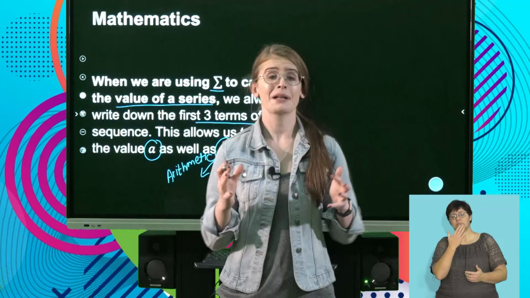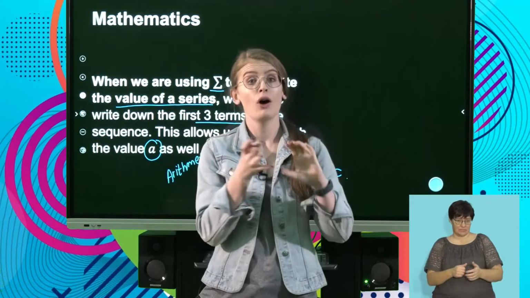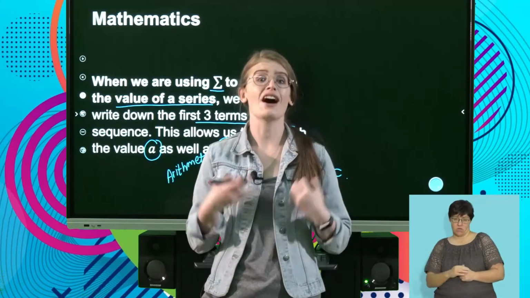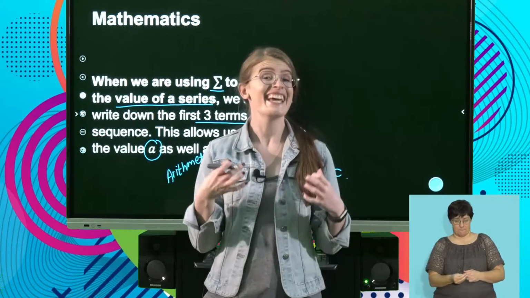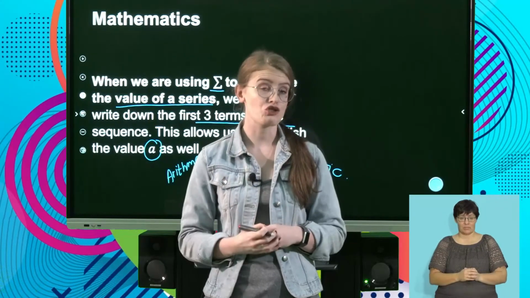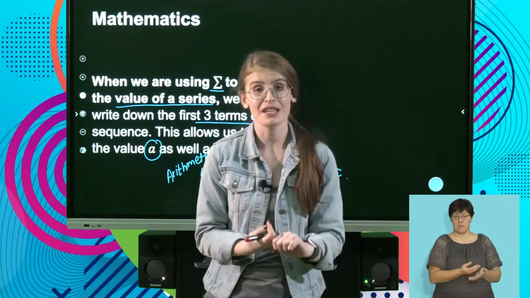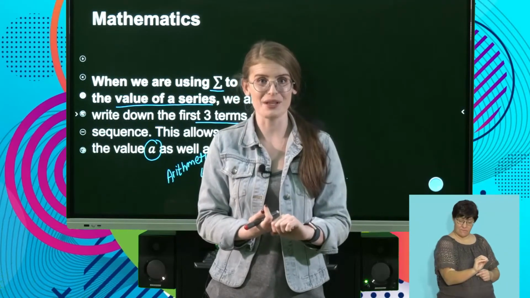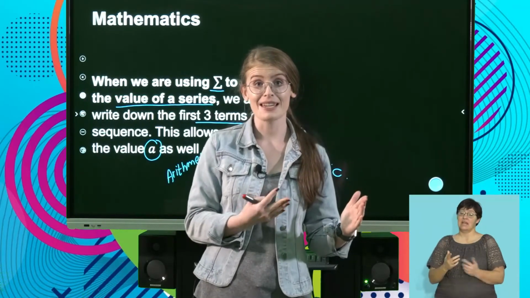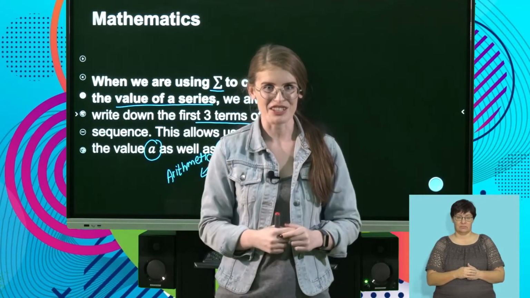So guys, please know that we still need to know what A and D are for arithmetic, or A and R for geometric, because we ultimately are still going to be substituting into our series formula. So the sigma instruction is going to help me find the first three terms, and I know that if I have the first three terms of a sequence, I can find A, and I can find D if it's arithmetic, and I can find R if it is geometric. Let's go back to the board.